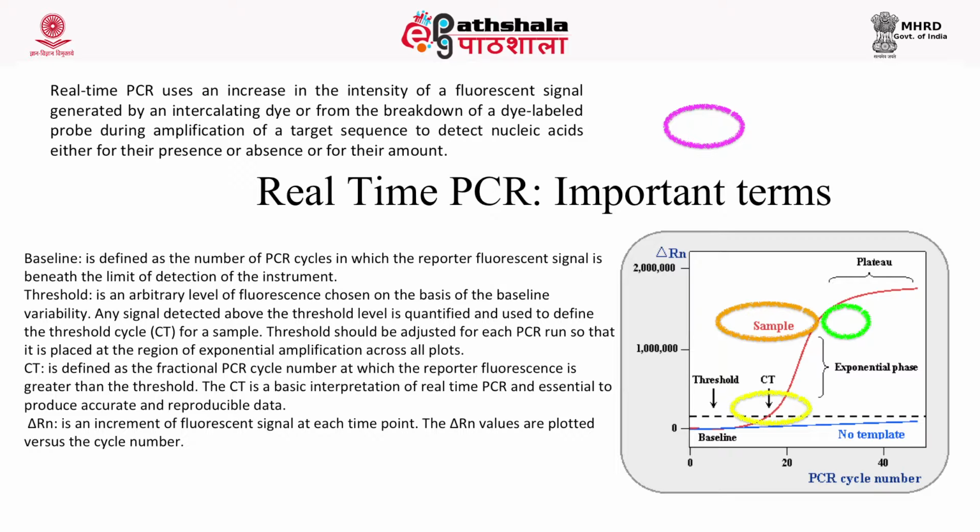The third important term here is the CT, that is threshold cycle number. CT is defined as the fractional PCR cycle number at which the reporter fluorescence is greater than the threshold. The CT is a basic interpretation of real-time PCR and essential to produce accurate and reproducible data. You can also see on the y-axis delta Rn. Now, this is an increment of fluorescent signal at each time point. The delta Rn values are plotted versus the cycle number to get the quantification plot.